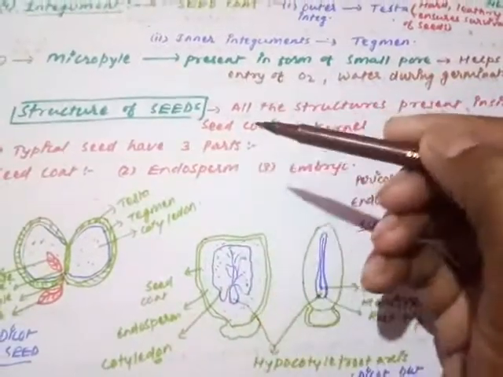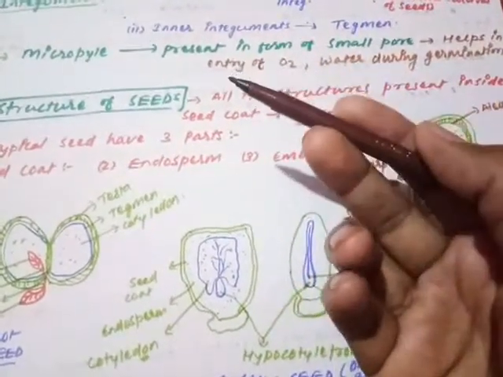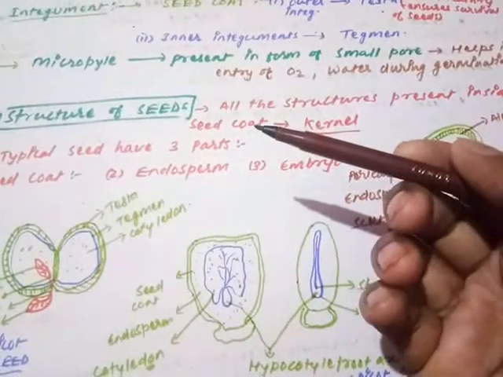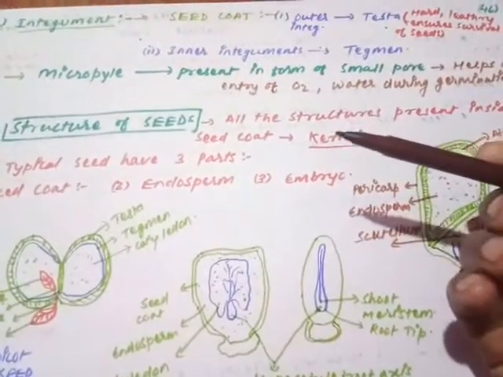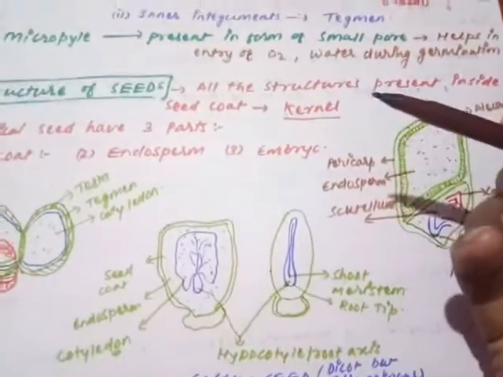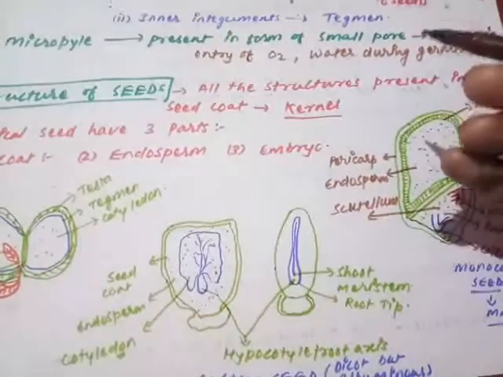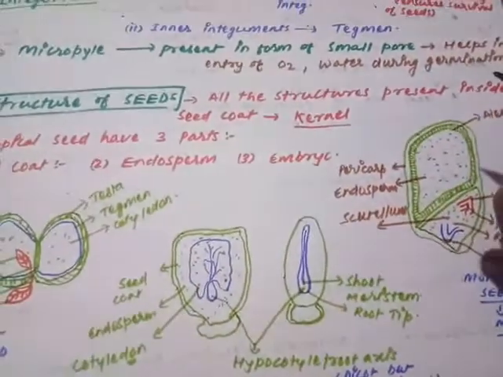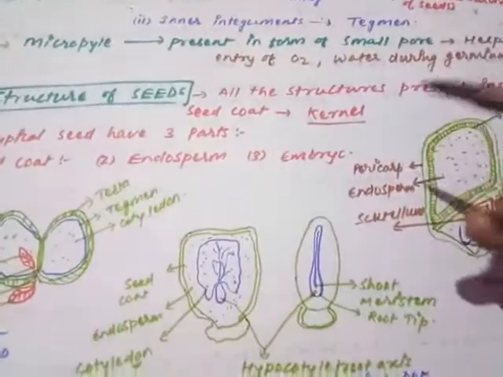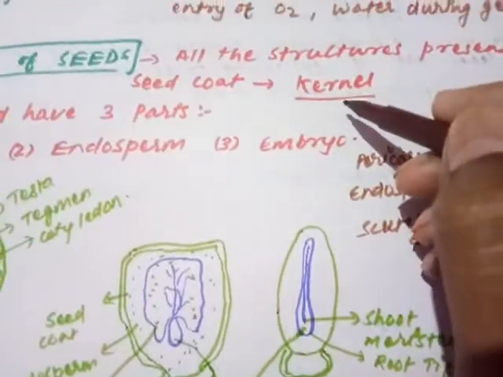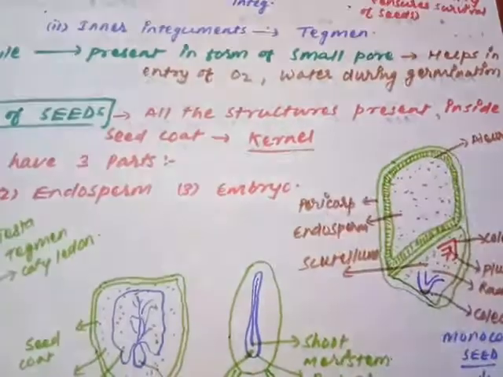Now next, the structure of seed. Actually, students, whatever we have discussed till now, the development of seed, that is the structure of seed. I am just going to give a few points so you can understand well. The seed is externally covered with a thick covering called the seed coat. All the structures present inside the seed coat are called the kernel.